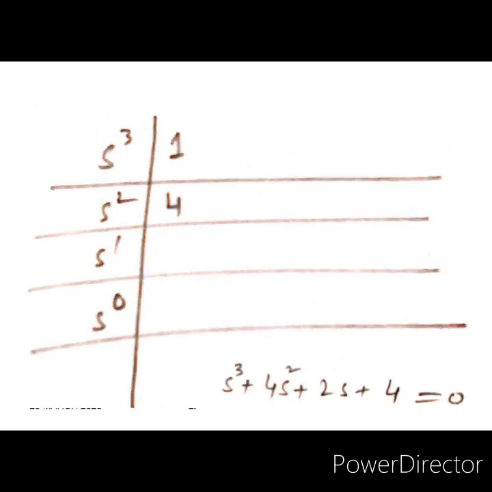Now in the next step, write the coefficients of S. The coefficient of S cube is 1, so write 1 in front of S cube. Then the coefficient of S square is 4, write 4 in front of S square.